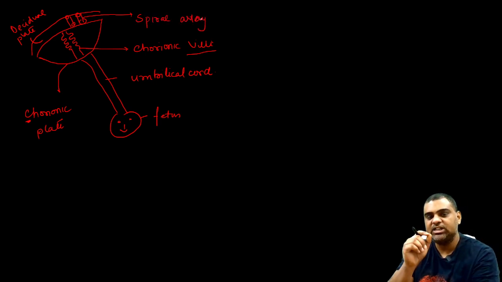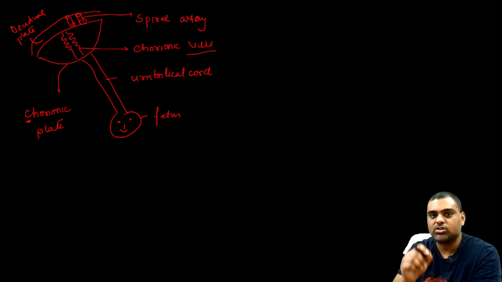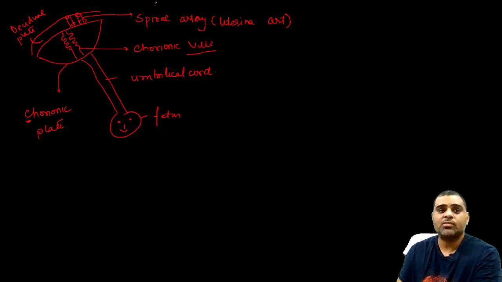After all, we will see that these are the basic areas or loci from where the pathogenesis of preeclampsia starts. Spiral arteries are a branch of the uterine artery. And this is our convoluted structure, the chorionic villi. In between the chorionic villi, there are spaces. These spaces are known as intervillous spaces.